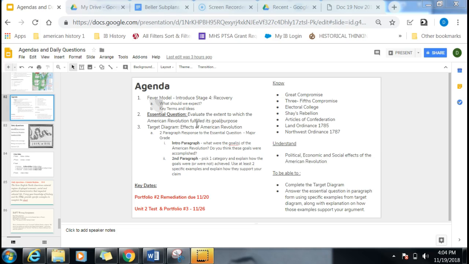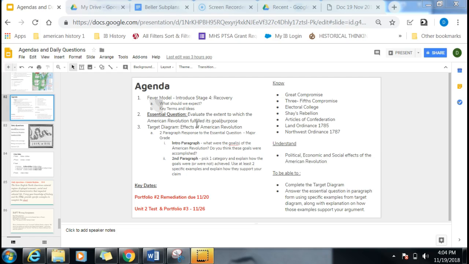This is a major grade and it's a 2-paragraph response. In the intro paragraph, you would discuss the goals of the American Revolution. You should be able to come up with what you feel the goals of the American Revolution were, based on the long-term and short-term causes, and then the extent to which you think these goals were actually accomplished.